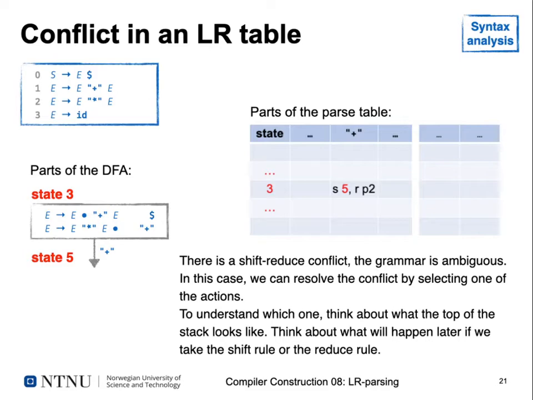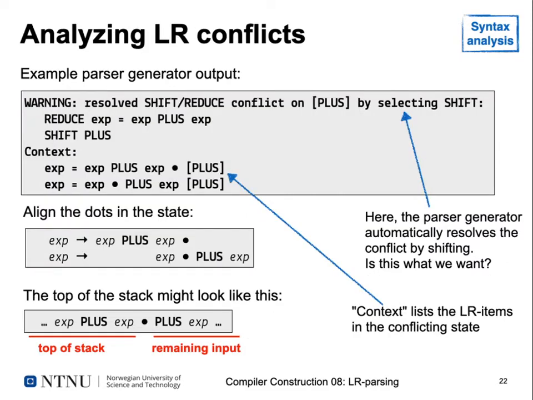To understand which one, you need to think about what the top of the stack now looks like. So think about what will happen later if we take the shift rule, or if we take the other path and select the reduce rule. If you try to hand over this grammar to a parser generator, this would be the example parser generator output. It gives you a warning, and it says there is a shift-reduce conflict on plus, and it resolved this shift-reduce conflict by selecting the shift action. So essentially it gives you the context here, what happens, and it gives you the rules that it could choose.